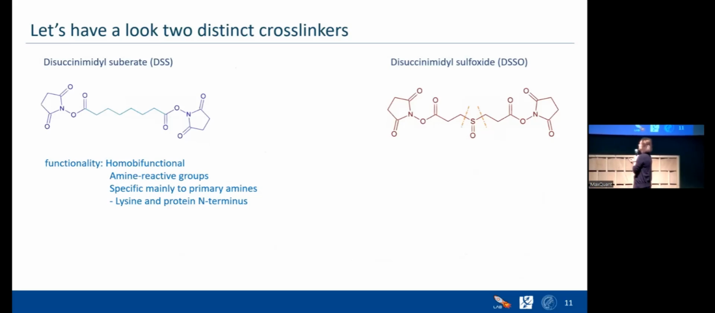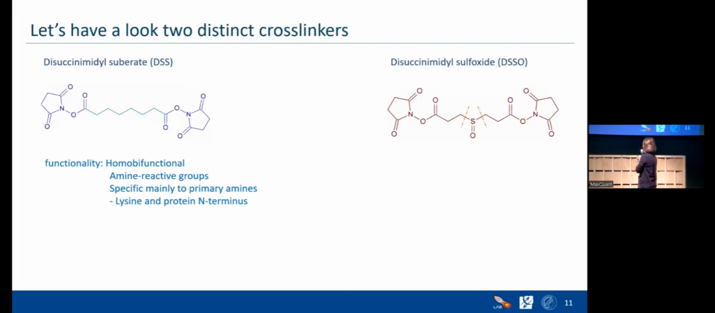First, let's look at their functionalities. We say that this is homobifunctional. We have 2 arms, and they have the same chemical structure. They target the amine reactive groups, and what we know about amine reactive groups is that they mainly target the primary amine. And where do we find the primary amine on the protein? We find them on the lysine and the protein N-terminus.